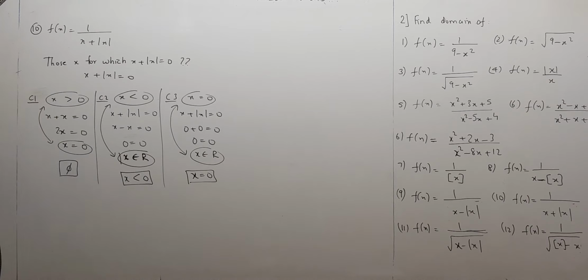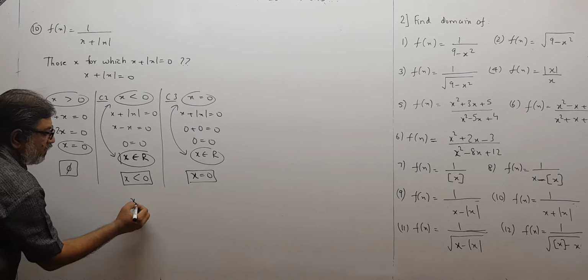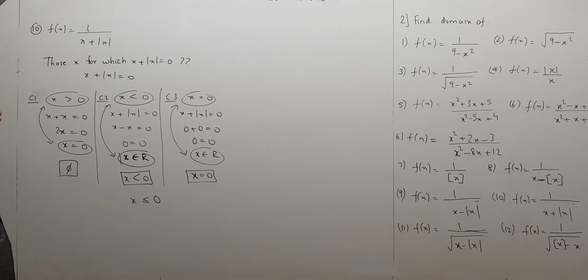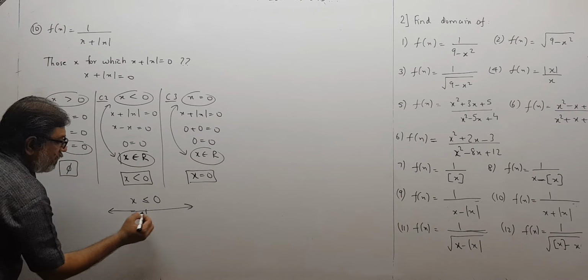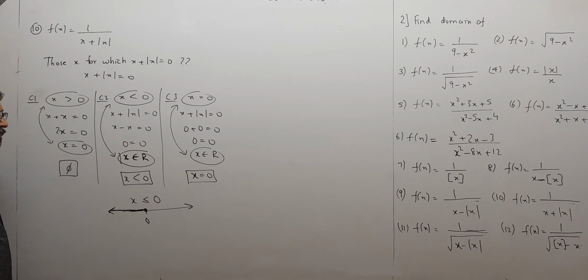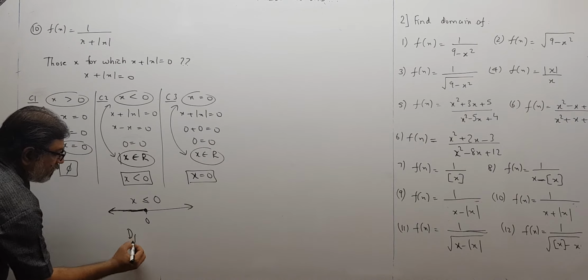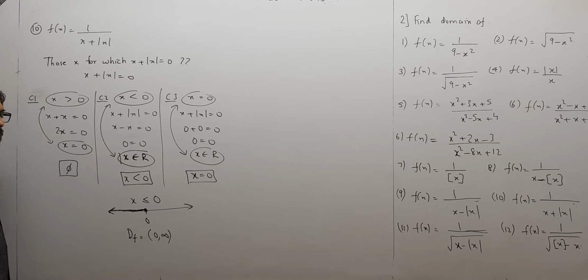Okay? So children, if x plus mod x is 0, what answers can I get? Either x less than 0 or equal to 0. That means x will be less than equal to 0. But I don't want that, because for this 1 upon 0 will be undefined. So here x can be on this line, 0 from here up to here. But I don't want this. So therefore my domain is what? Only this side, 0 to infinity, or R plus.